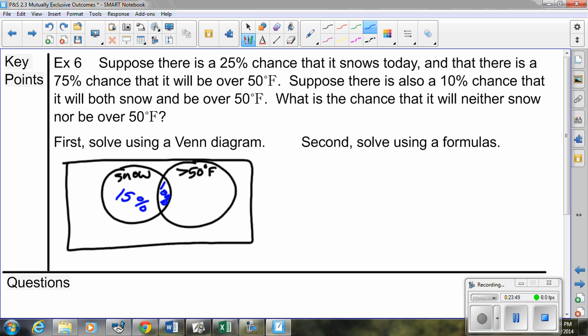And we will need to do the same thing for the over 50 degrees. The probability that you get over 50 degrees is a grand total of 75. If it's 75%, that means the entire circle needs to be 75. But we've already used the 10, so if we need 75 and we've used 10, how much is left? That's 65%.